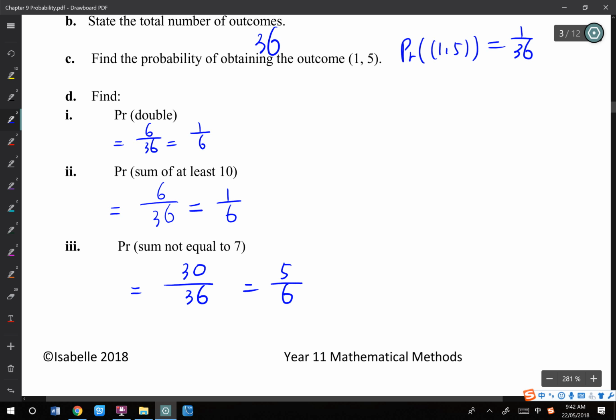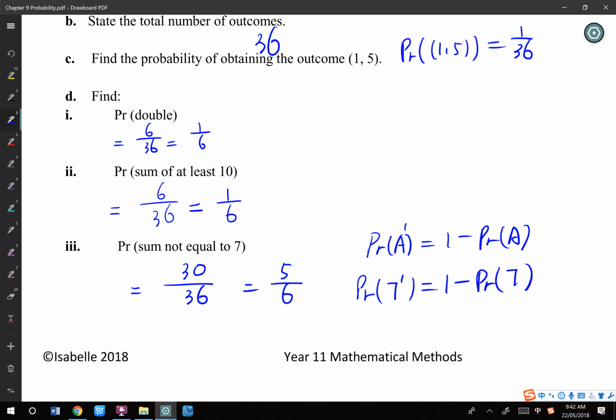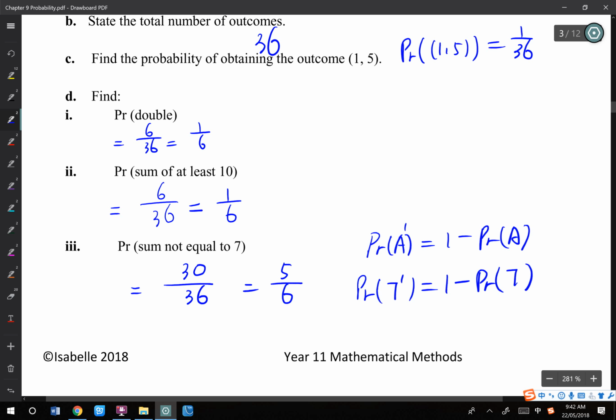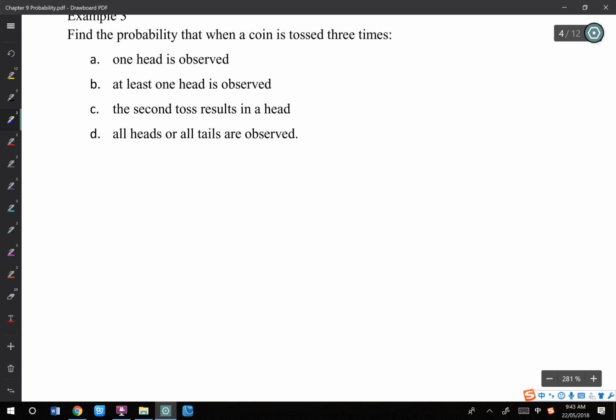So this is the probability of A not equal to 1 minus the probability of A. I want the probability of the sum not being 7. That will be 1 minus the probability of the sum equal to 7. So I'm using this formula: 1 minus 6 out of 36. That's the probability of giving you 7, and 1 minus that is the probability of not giving you 7. Okay, not too interesting here.